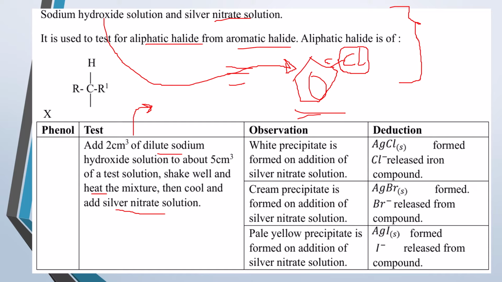Now here, the observation you're going to get depends on the halide, because the silver nitrate is going to provide silver ions that are going to react with the halide ion that you have. If it's a chloride, we expect you to get a white precipitate. If it's a bromide, we expect a cream precipitate. And if it's an iodide, we expect a pale yellow precipitate. The white precipitate is due to formation of silver chloride, the cream precipitate is due to formation of silver bromide, and the pale yellow precipitate is due to formation of silver iodide. So you need to be very careful about that.